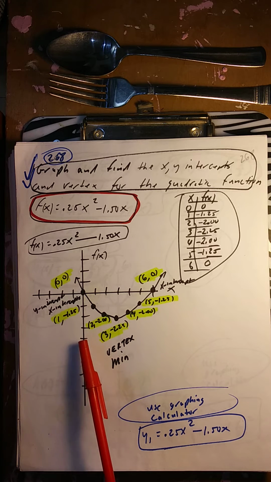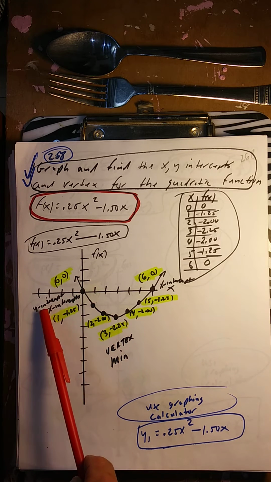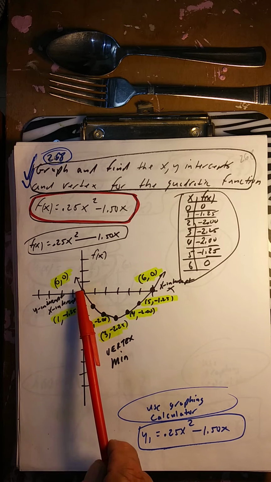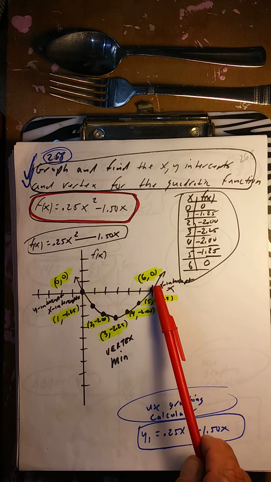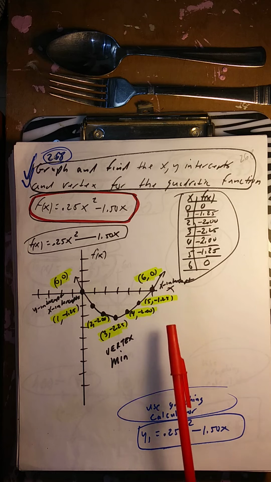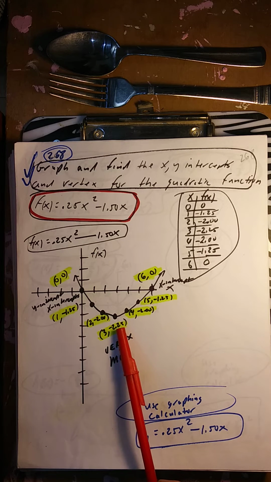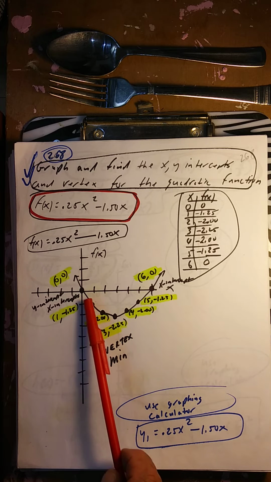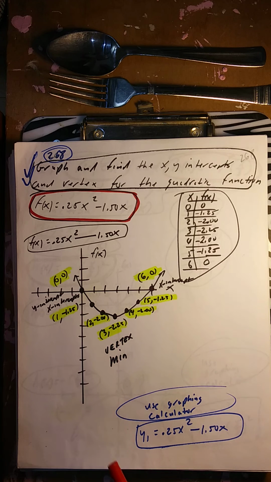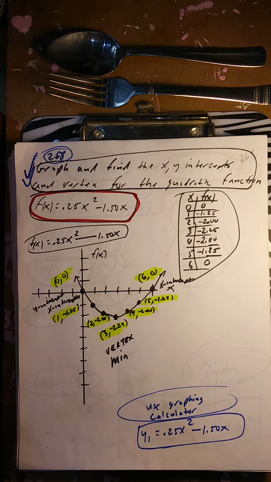Again, does it have an x-intercept right here? Does it have a y-intercept right there? Does it have another x-intercept right here? Yeah, see it? And the vertex is going to be this number here: 3 and negative 2.25. There's a vertex right there, the low point. Okay? Again, using your graphing calculator helps.